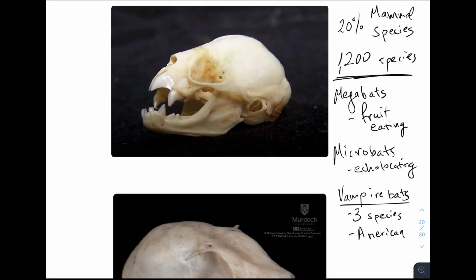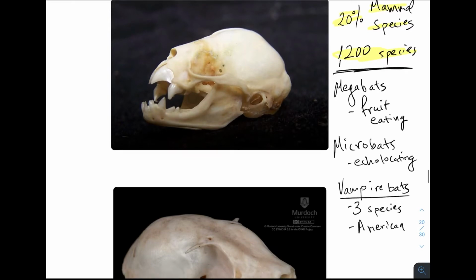Bats are fascinating because they're not very well understood, and there are a lot of stereotypes that go along with them. First of all, what is surprising is that 20% of mammal species are bats. So that's a huge number that most don't realize. There are, right now, counted 1,200 different species of bats.